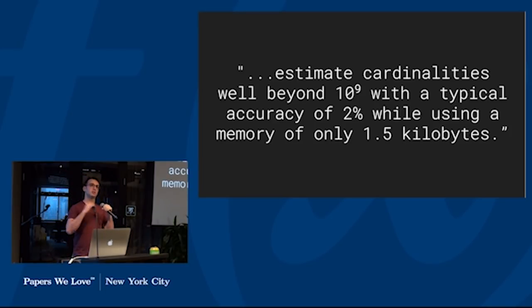So what the authors promise us is that with this data structure, we're going to be able to estimate well beyond 1 billion elements. We're going to be within about 2% accuracy, and we're only going to use 1.5K. Just for context, those billion integers we talked about was a gig. This is a huge memory savings, right? We're multiple orders of magnitude off of what we would require to do this explicitly. So, to me, that seems like a good trade-off.